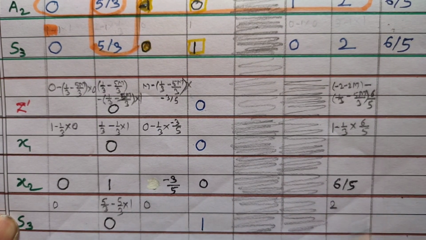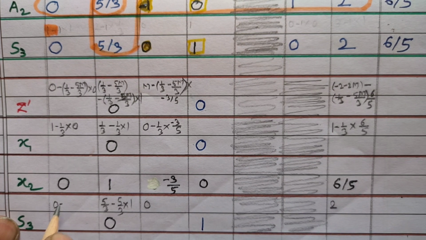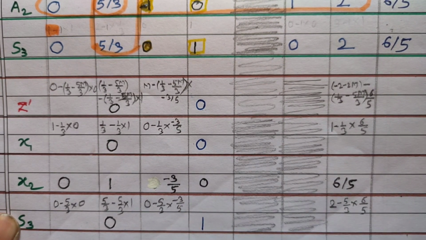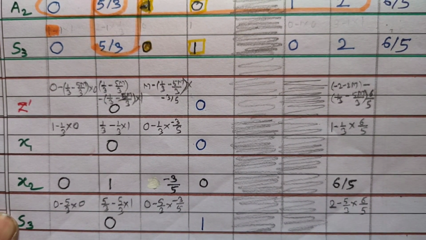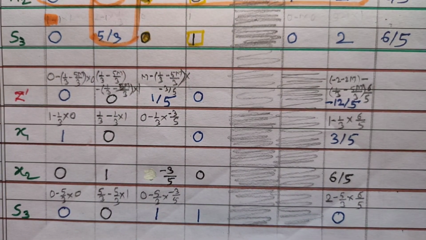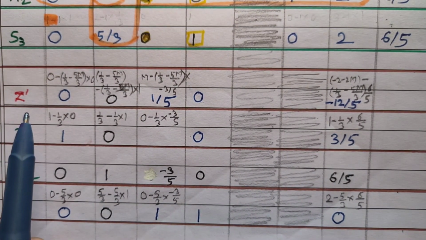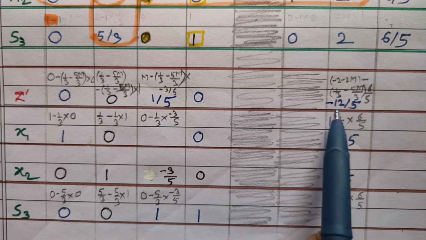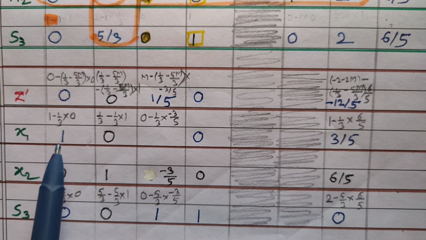This as it is. Now here we have to apply minus 5 upon 3 into key row element. Minus 5 upon 3 into key row element is 0, minus 5 upon 3 into key row element is minus 3 upon 5, minus 5 upon 3 into key row element is 6 upon 5. Calculate this and get the values of this table. After doing calculations by using a calculator, we get this row 0, 0, 1 upon 5, 0, and this minus 12 upon 5. Then this row becomes 1, 0, 0.